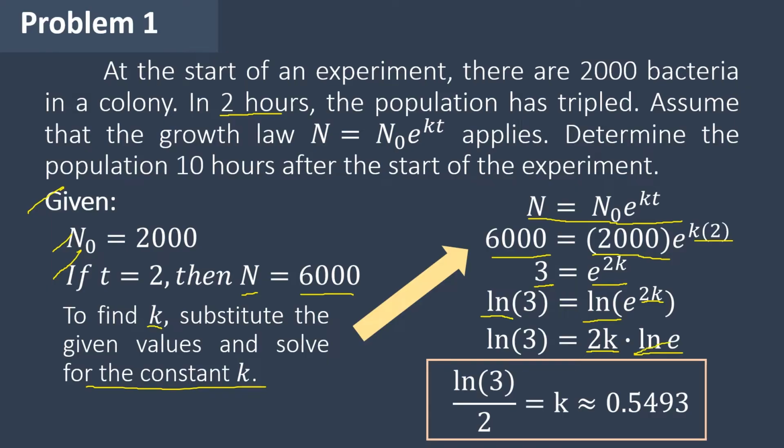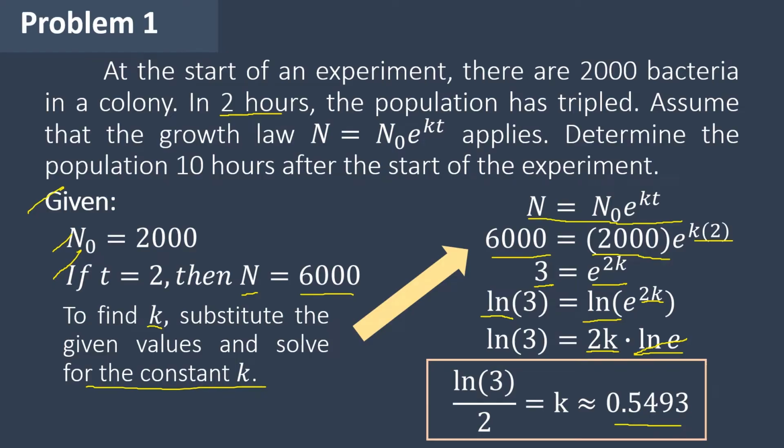Okay, pwede natin i-cancel itong ln e or yung natural logarithm of e since it is equal to 1. And to solve for k, we need to divide both sides by 2. Kaya yung value ng k natin would be equal to the natural logarithm of 3 divided by 2, or approximately, it is equal to 0.5493.